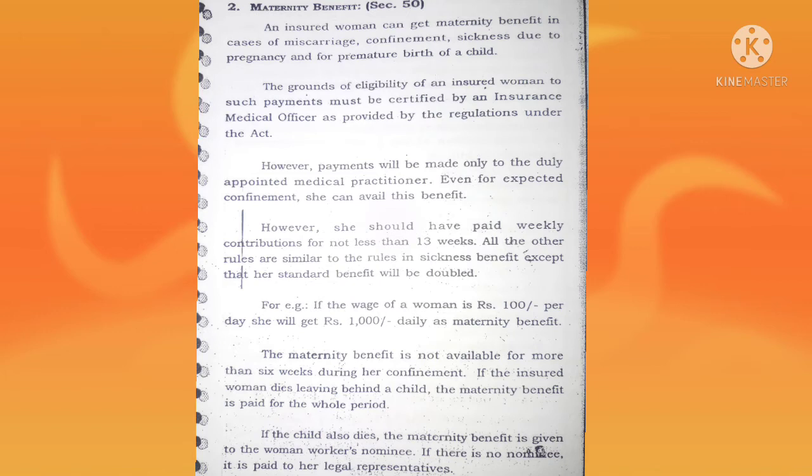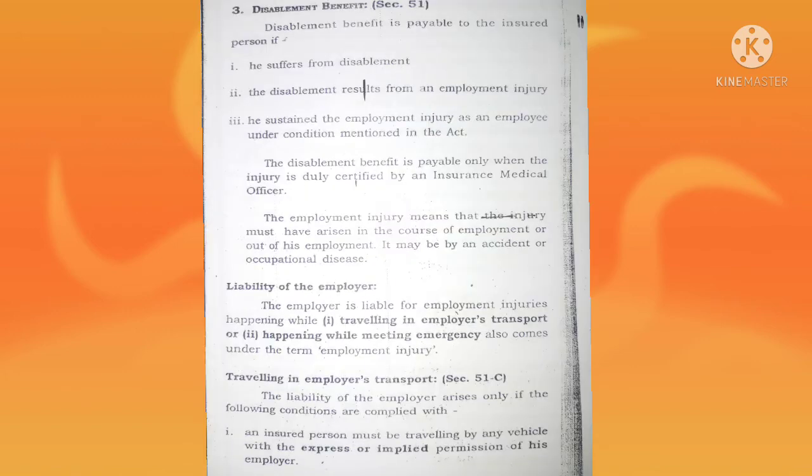The maternity benefit is not available for more than 6 weeks during her confinement. So, if the insured woman dies leaving behind a child, the maternity benefit is paid for the whole period. If the child also dies, the maternity benefit is given to the woman worker's nominee. If there is no nominee, it is paid to her legal representatives.